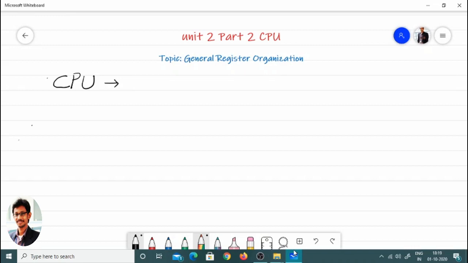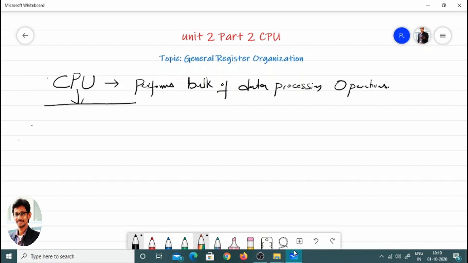Now what will this CPU do? CPU performs the bulk of data processing operations. This is very important. Now the CPU is made up of three components. First one is the control unit. Second one is the register set. And third one is the ALU.